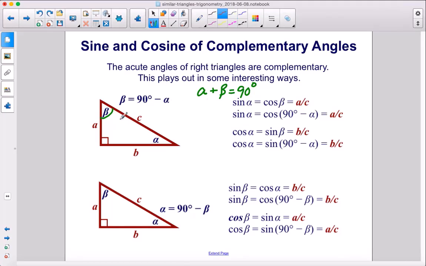But visually, look what we can confirm. Sine of alpha, so sine of this angle, would be a over c. The cosine of beta would be a over c. So we have the sine of alpha equals the cosine of beta. So that's how this relationship between these complementary angles is interesting.